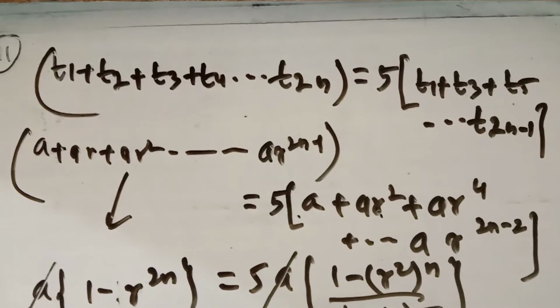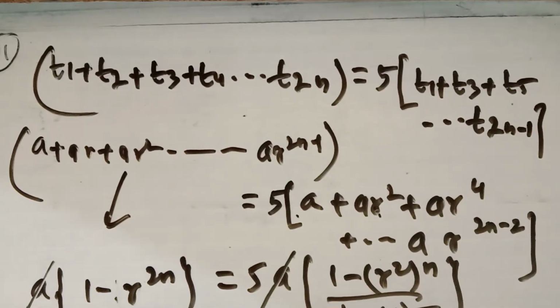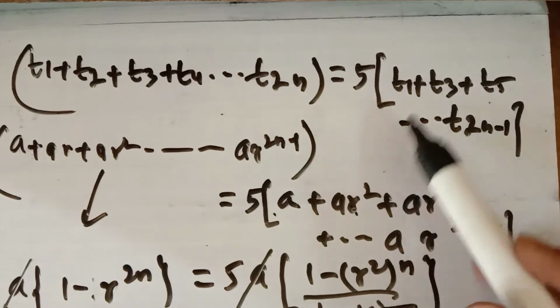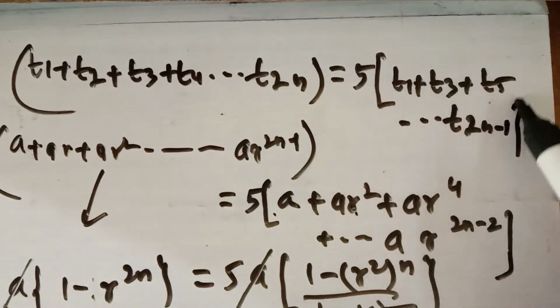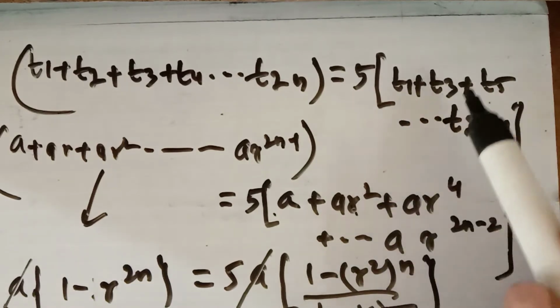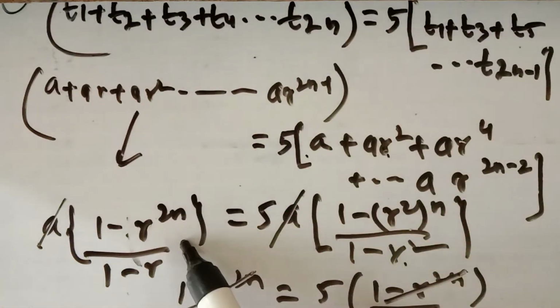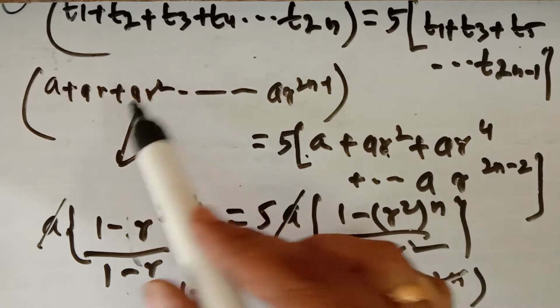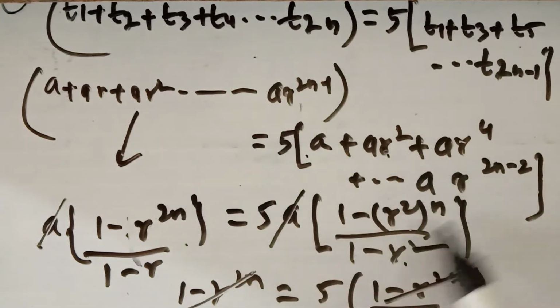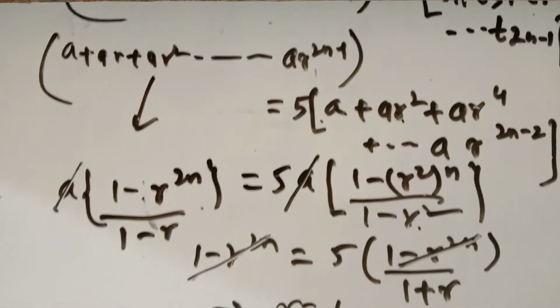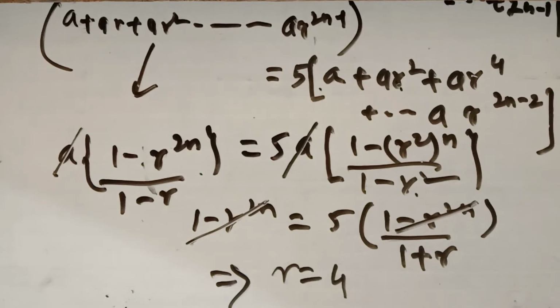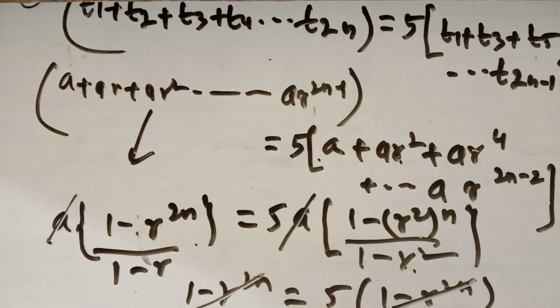The sum of 2n terms, that is even number of terms, is equal to 5 times the terms occupying the odd places, that is T1, T3 up to T(2n minus 1). Here in the right hand side the common ratio will be r square, in the left hand side the common ratio will be r, and the number of terms are 2n and here the number of terms are n, and you'll get the value of r, which is coming out to be 4. So this is question number 11 of this miscellaneous exercise.